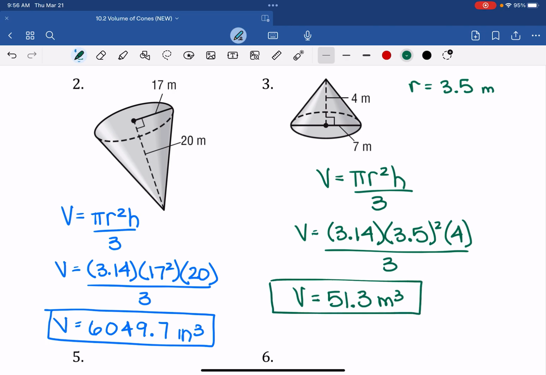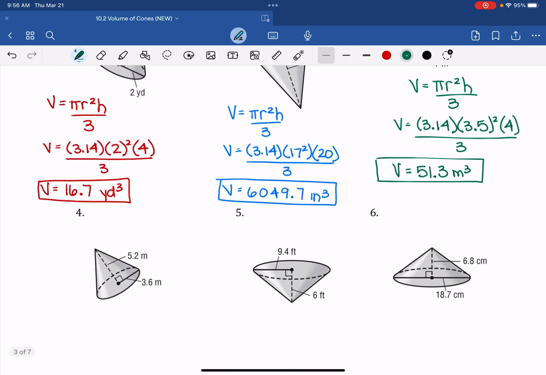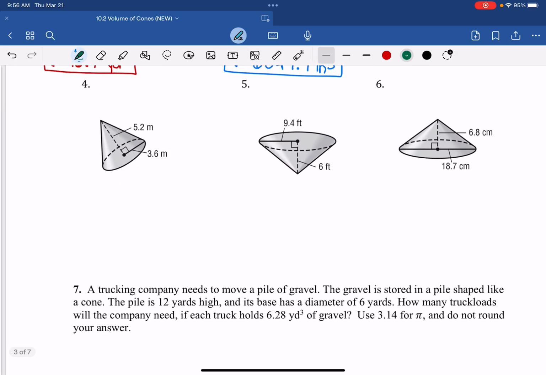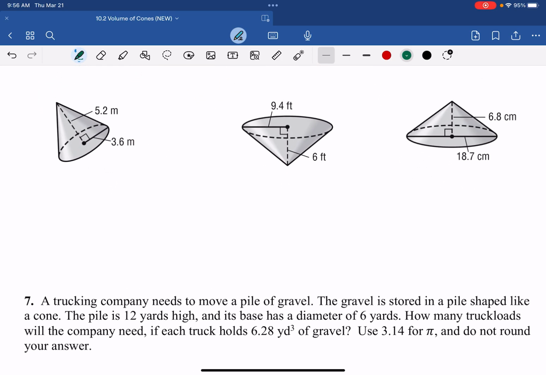So at this point, I want you to pause the video and do 4, 5, and 6 on your own. And then when you're ready, come back to the video and we'll go through those together.